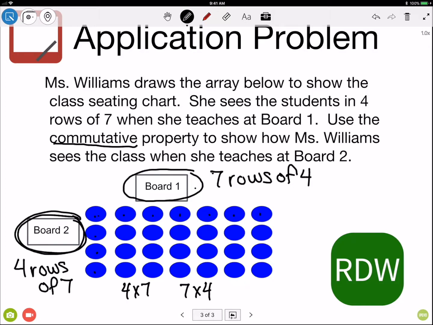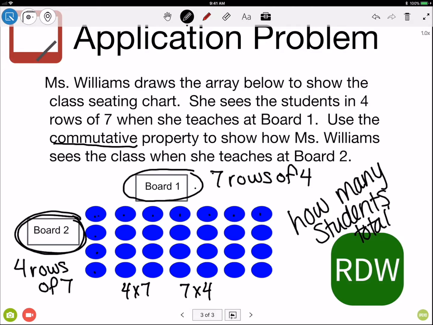So I'm going to extend it just a little bit more. I want you to think, how many students total? And put your answer in. So 7 times 4. 7 times 4 is 28 students. Okay, so that was a little bit of a review from yesterday, so let's go forward.